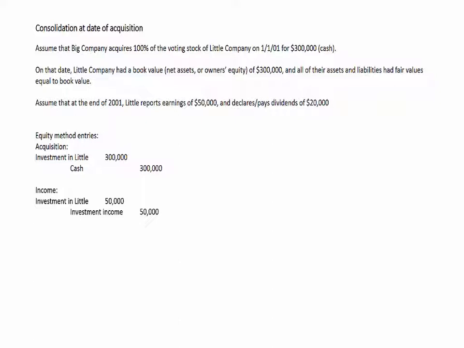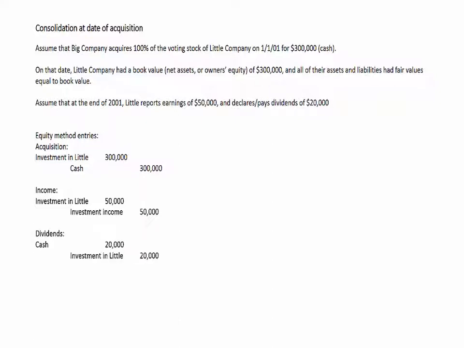Next, they report their share of the investee's income. This is a wholly owned subsidiary. We own 100% of Little's stock, so we, in a sense, own 100% of Little's income. So we record investment income of $50,000, and that increases our investment in Little.